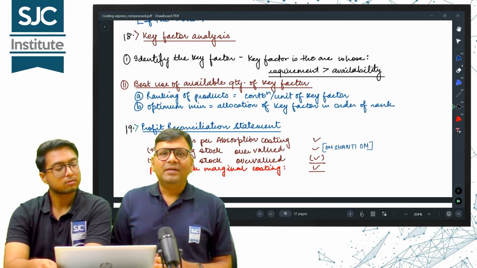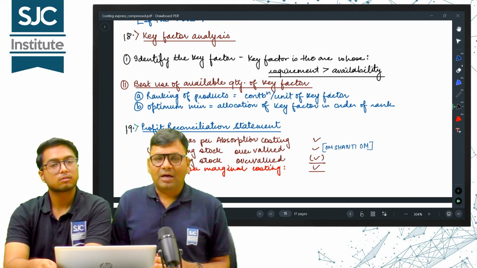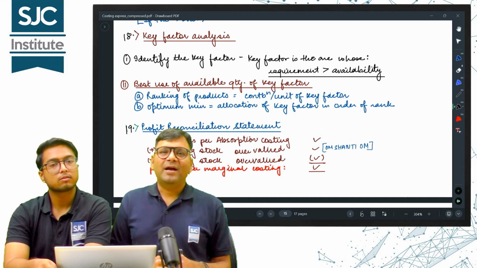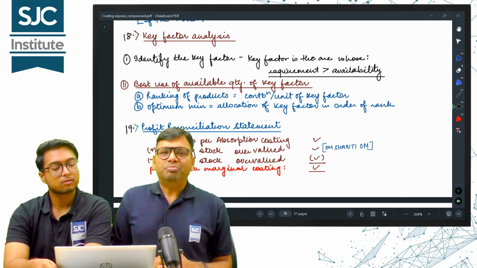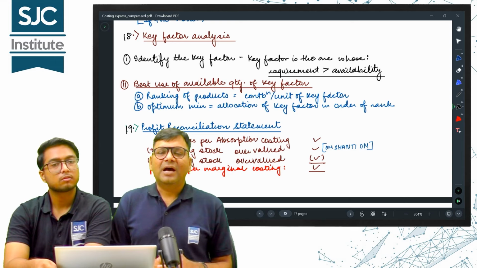Step number one would be to find out your contribution per unit of key factor. How is it computed? Contribution per unit divided by key factor required per unit. Step number two would be to prepare the ranking table. That is, you identify which product gives you the highest contribution per unit of key factor.